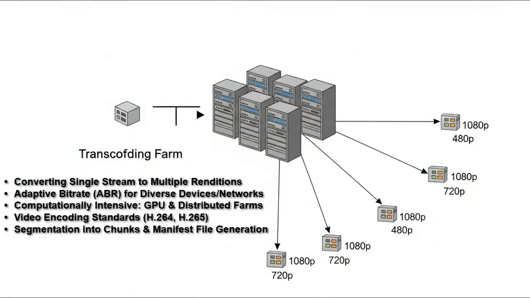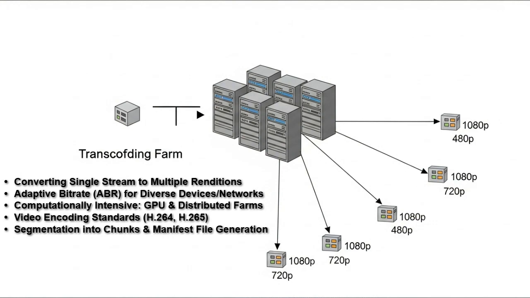Once ingested, the single raw stream is far from ready for global distribution. This is where transcoding becomes critical. The ingest stream, often high bitrate and single resolution, needs to be converted into multiple versions or renditions, each with different resolutions, bitrates, and encoding profiles. This process, known as adaptive bitrate streaming, allows viewers to receive the most suitable stream based on their device capabilities and network conditions, dynamically adjusting quality to prevent buffering.